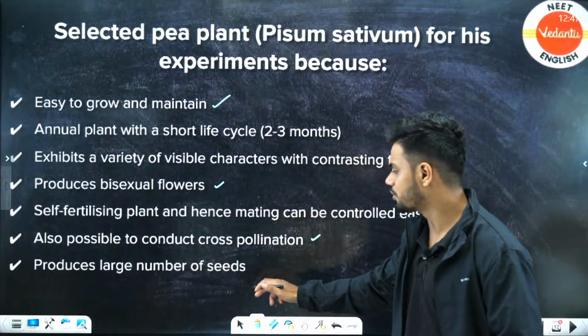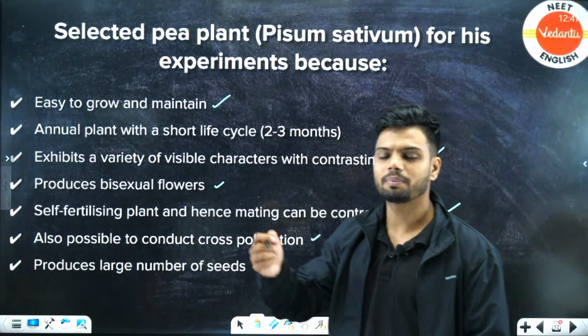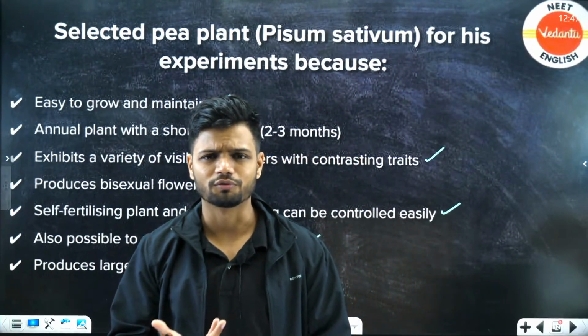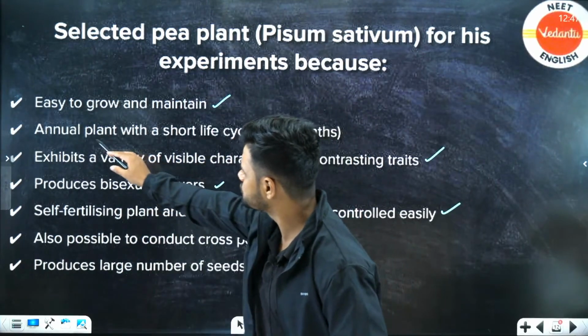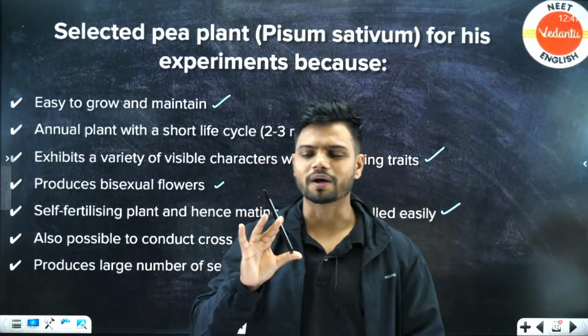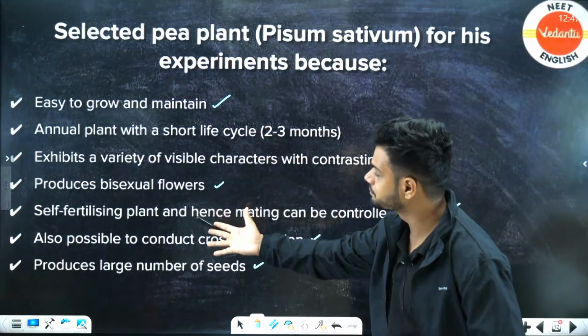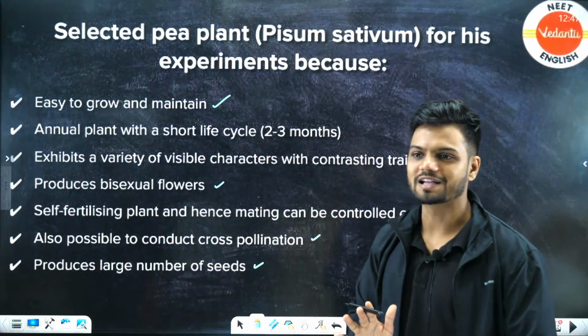It produces a large number of seeds which you can use for plantation. It is a very cheap plant also. Not very difficult to find. Annual means only 1 year. So students, do you realize why he took the pea plant? All of the following reasons. Any doubt here, quickly ask me, students.